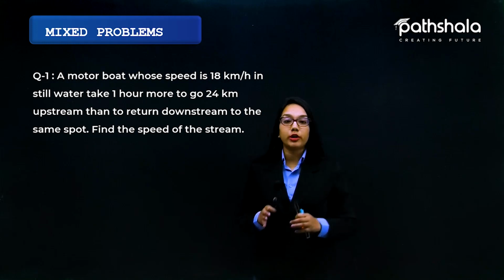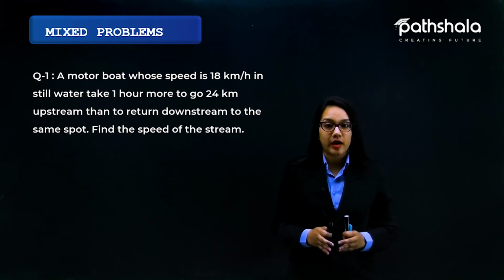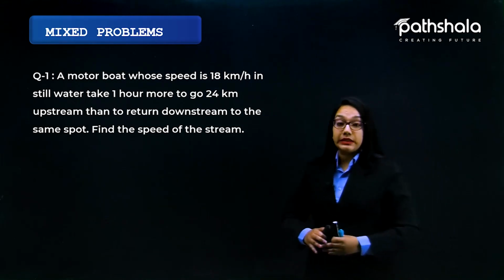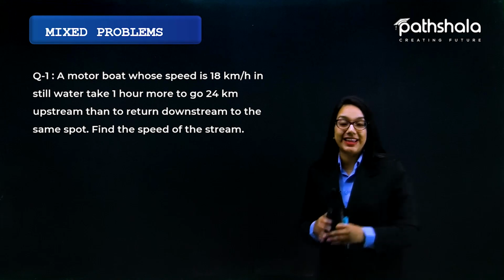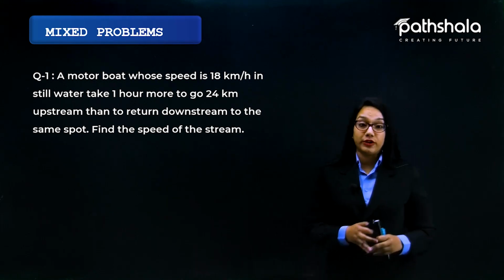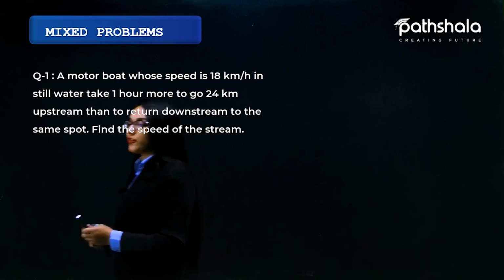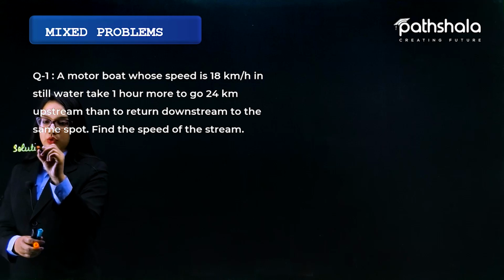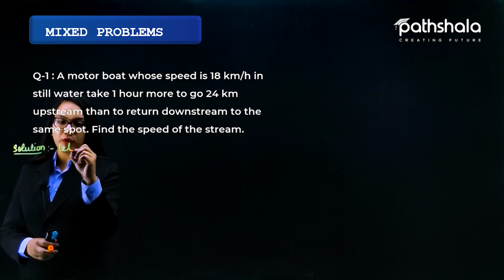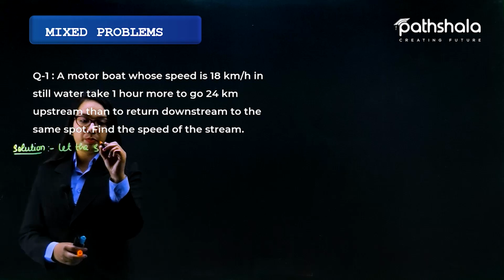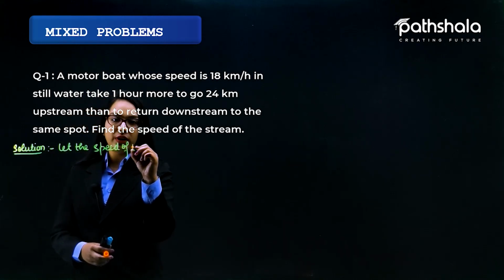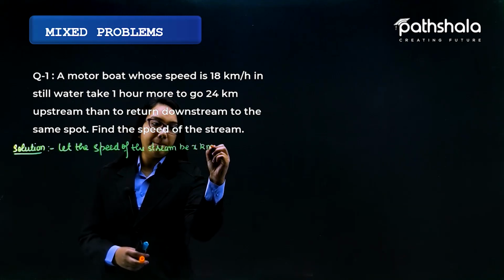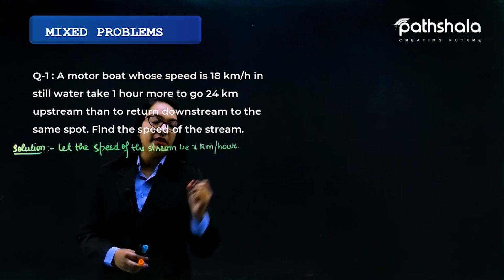It says a motor boat whose speed is 18 km per hour in still water takes 1 hour more to go 24 km upstream than to return downstream to the same spot. Then find the speed of the stream. So let's solve this question. First of all, we have to assume that the speed of the stream is x. So let the speed of the stream be x kilometer per hour.